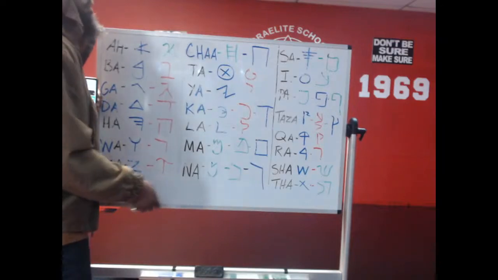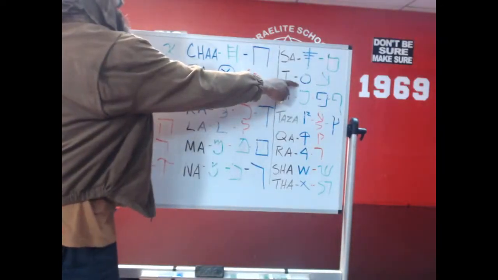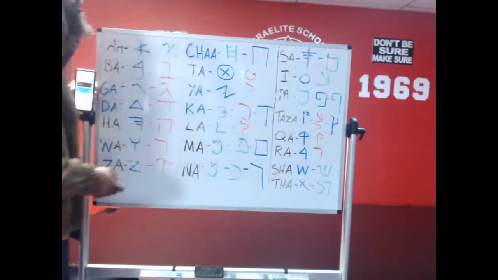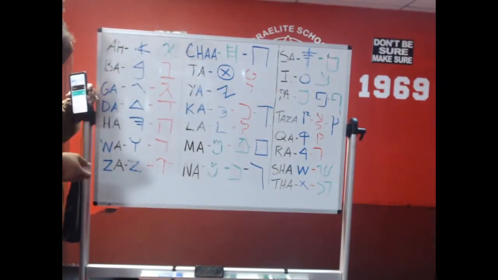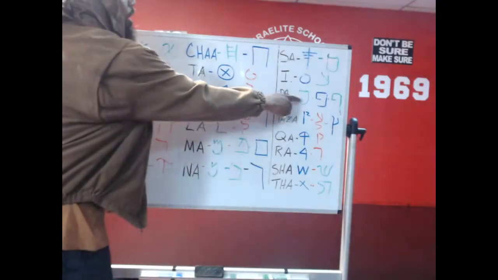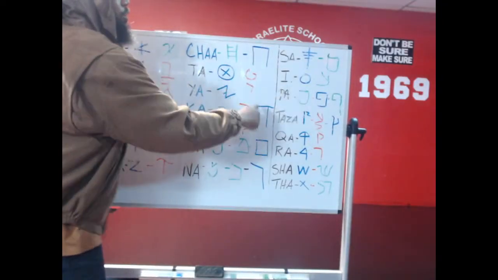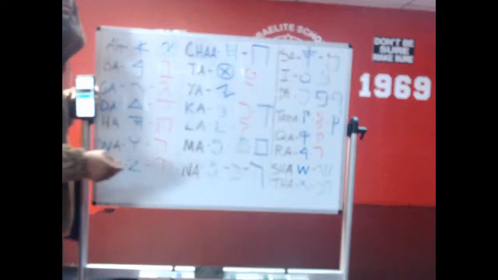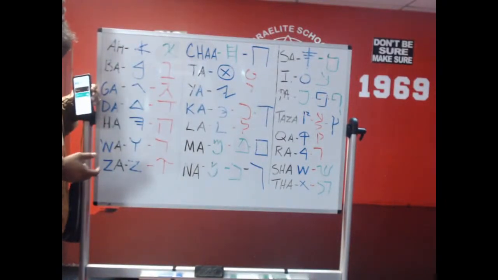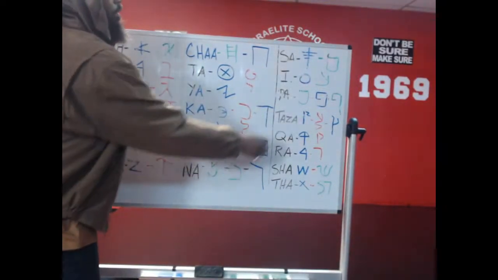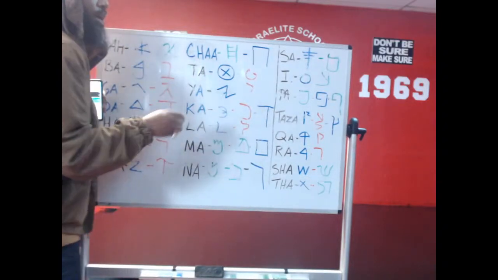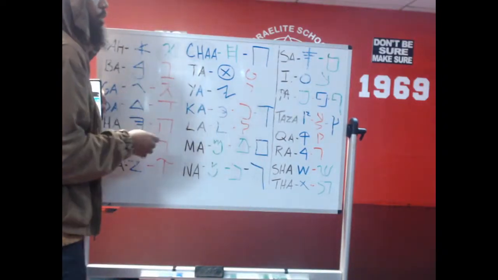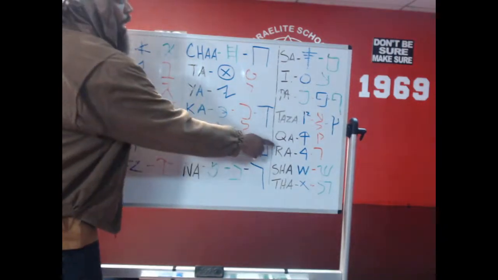Then next we have I. I is going to look like an English O or a zero. Then next we have Pa, and when it's written out, it's going to look like an uppercase English J. Then next we have Tza, a straight line with a little z at the top. Then next we have Wa.